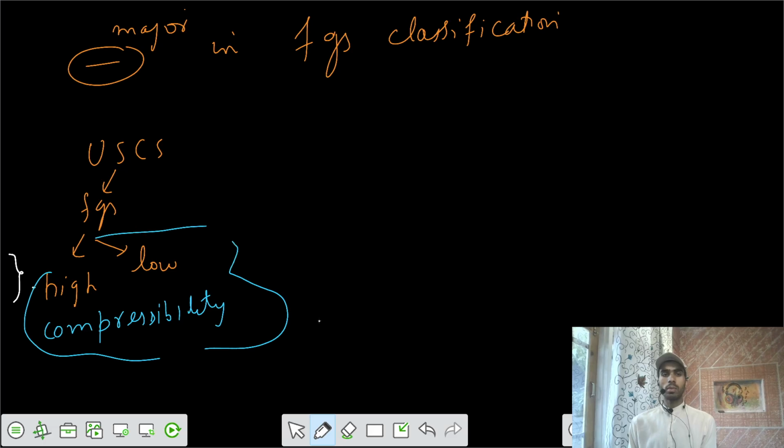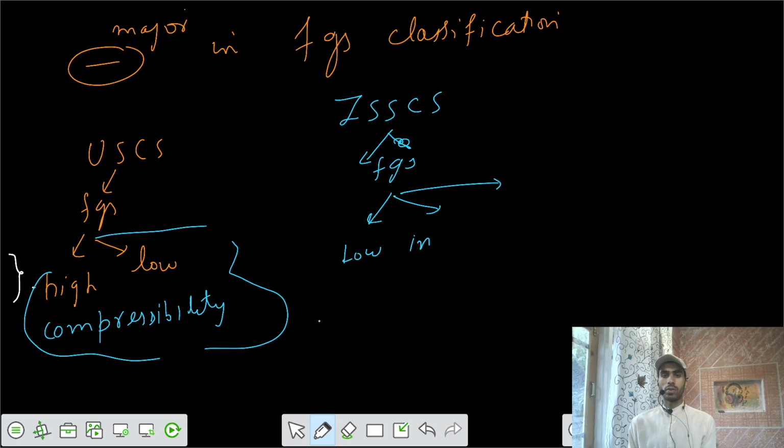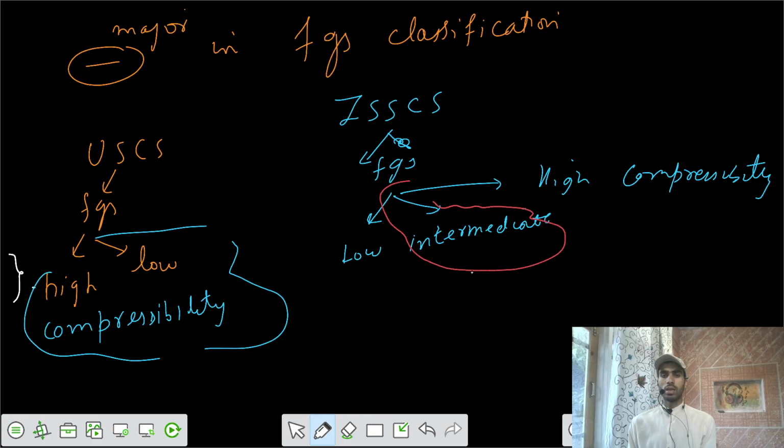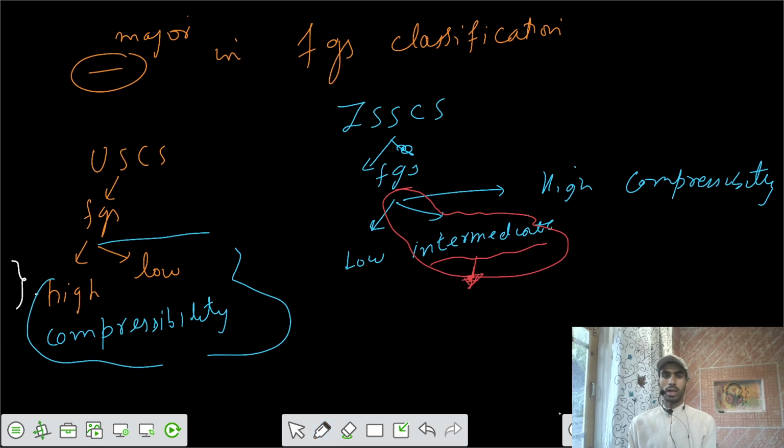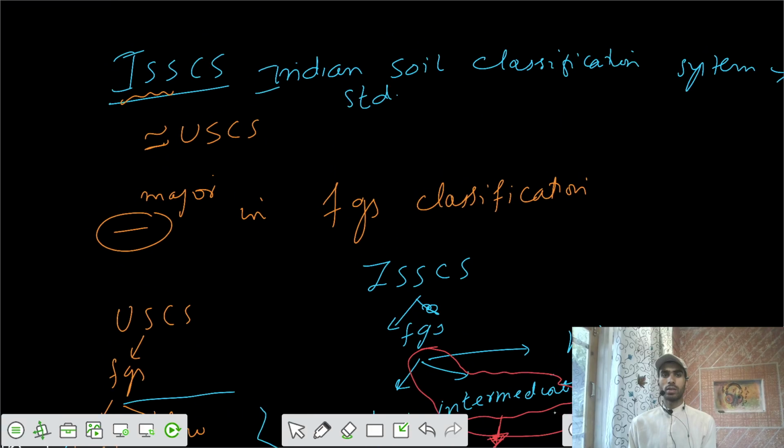Okay, but ISSCS has classified the fine-grained soils into three categories: one is low, one is intermediate, and the third one is high compressible soils. So this is the extra part here. It has separated low and high, and there is one more transition, intermediate compressibility soils. So that is the major difference between ISSCS and USCS.